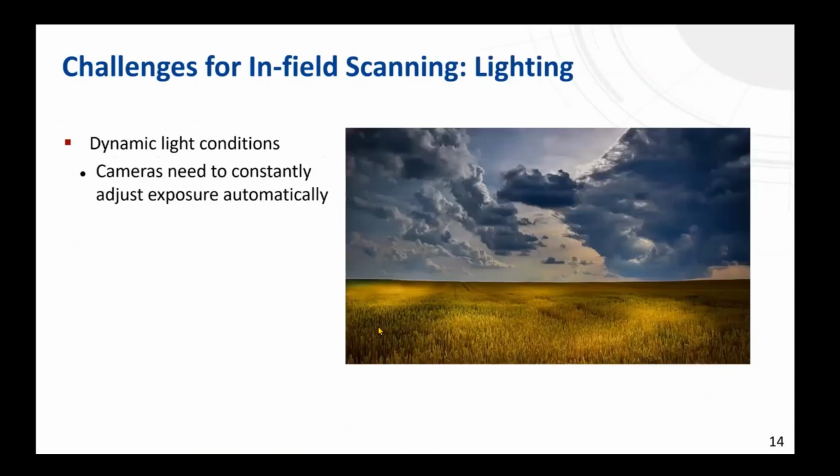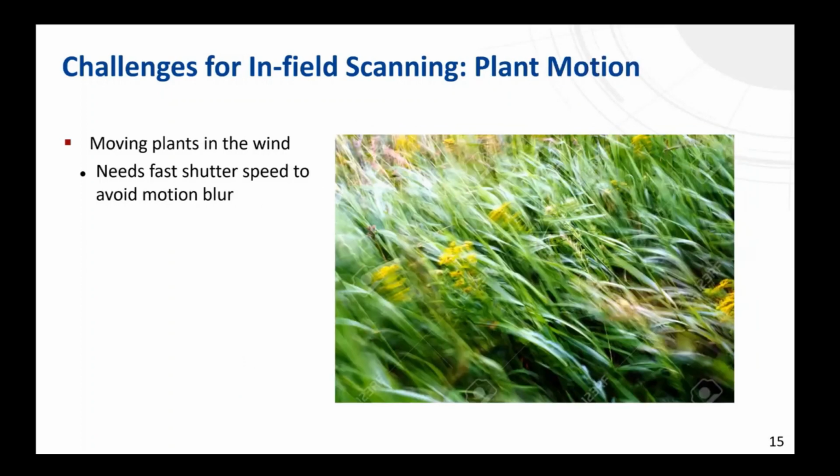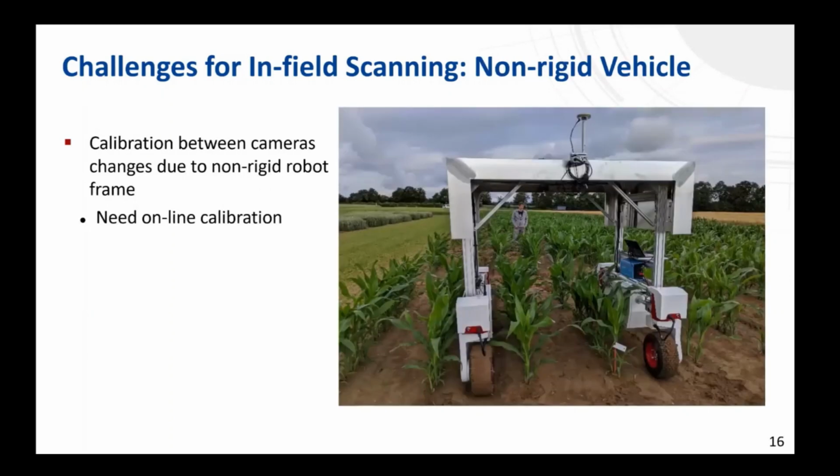Yeah. And when we want to capture plants on the field, there are a lot of challenges as opposed to controlled lab conditions. For example, the lighting. The lighting constantly changes, and we must adapt the exposure of the cameras. But there is also wind. Even on days that are not so windy, the plants are moving. And this means that we may need to use fast shutter speeds to avoid motion blur.